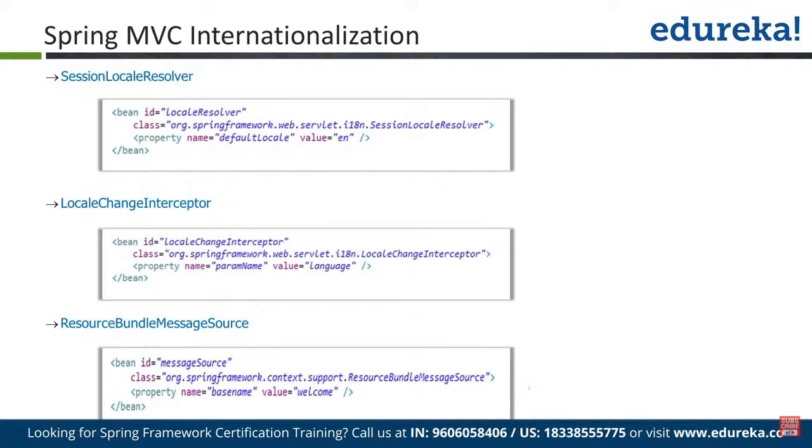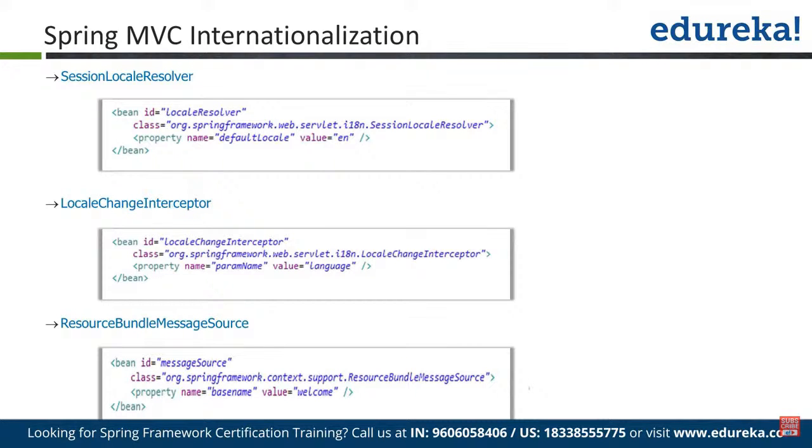So you can define any default locale you want. Here it is English, EN, IN, EN, US, or whatever. Now the locale interceptor we need to define as a bean in the Spring configuration file, and in the property getter setters we need to define the param name. The value can be any, language or lang, whatever.